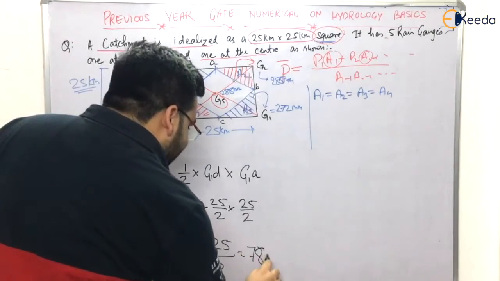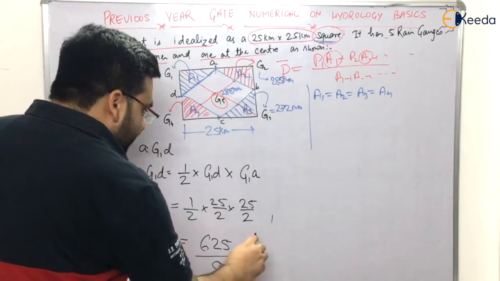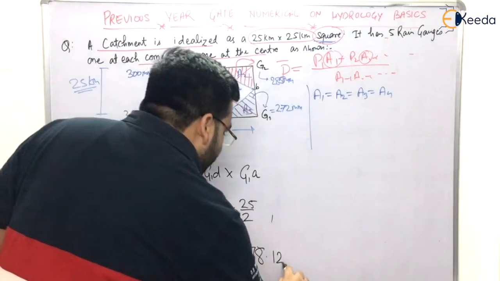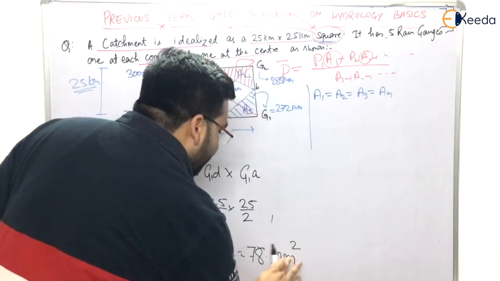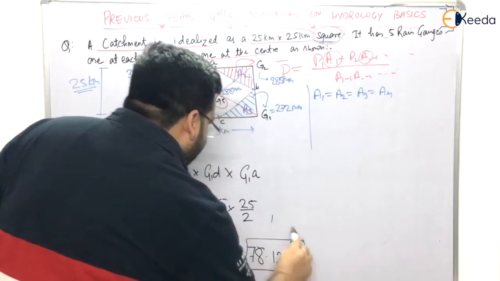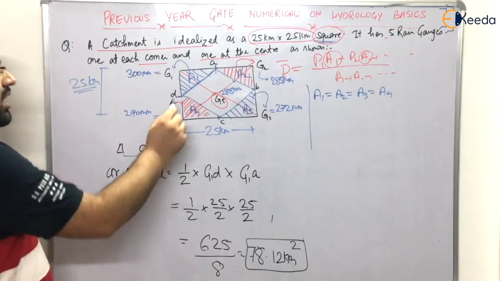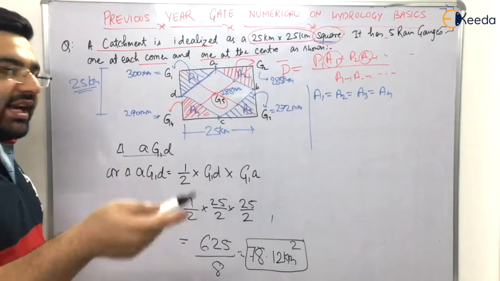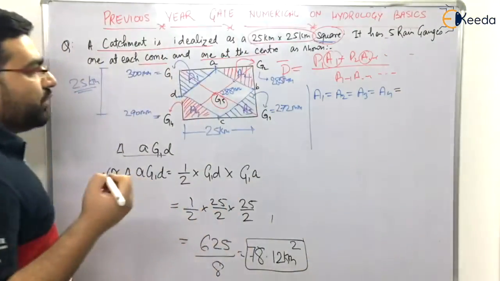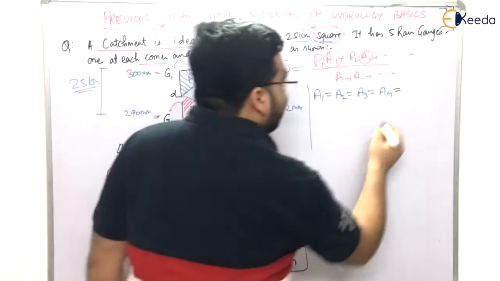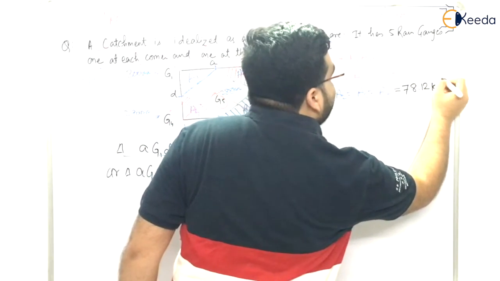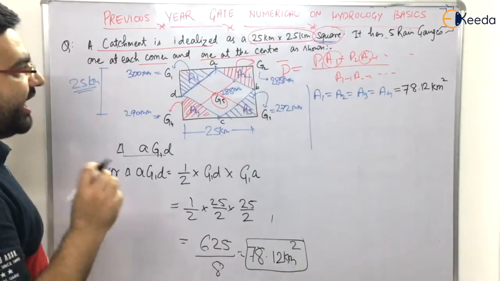It comes out to be nearly 78.12 kilometer square. So you have got the area of A1, this triangle, and this A1 is equal to all the areas A2, A3, A4. So I can say that A1 is equal to A2 is equal to A3 is equal to A4 is equal to 78.12 kilometer square. Now we have got A1, A2, A3, A4.